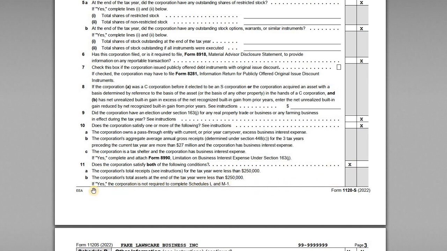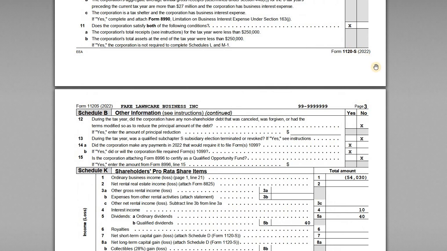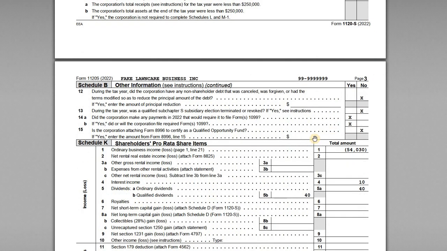Now, if you answer yes to this, notice here it says that we don't have to do schedules L and M1. We're going to still do those as a matter of practice and habit. I always like to do a full balance sheet, an M1, and a capital account reconciliation too, simply because I think it provides a little more information and it's more accurate for the user of the return. So it's easier to know that the return is accurate when it reconciles very closely with the financial statements we have. So we will be doing those schedules even though we don't necessarily have to.